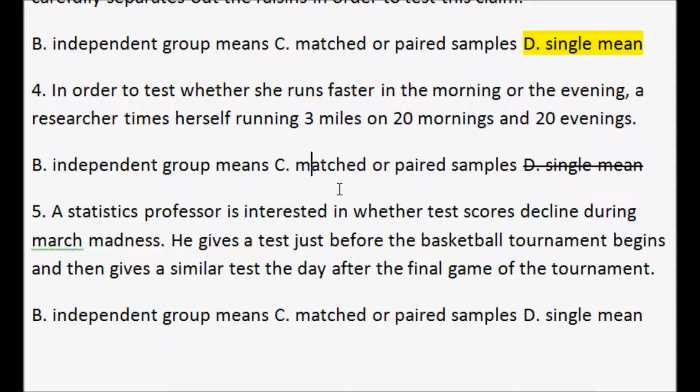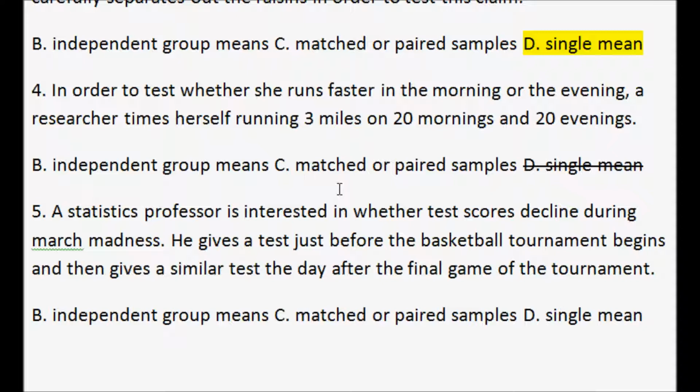Because of that, there is no matching or pairing between these mornings and evenings. You see, if the researcher had run, say, 3 miles in the morning on Monday and then 3 miles in the evening on Monday, then you could pair up those two runs. Both of those runs would be on the same day. But I don't believe that's what's happening, not only because I don't think it's what's happening, but also because I wrote this problem and that's not what I intended.